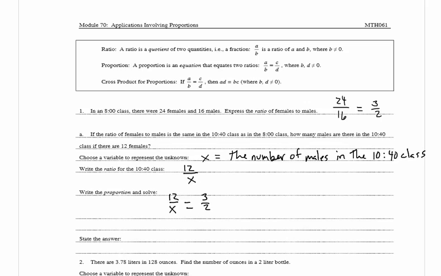So we're going to multiply the numerator on one side of the equation by the denominator of the other. So we have 12 times 2 is equal to 24. And that is equal to x times 3, or 3x. And now we're going to divide both sides of the equation by 3, and we get x is equal to 8. And now they want us to state the answer. So we can say that there are 8 males in the 1040 class.